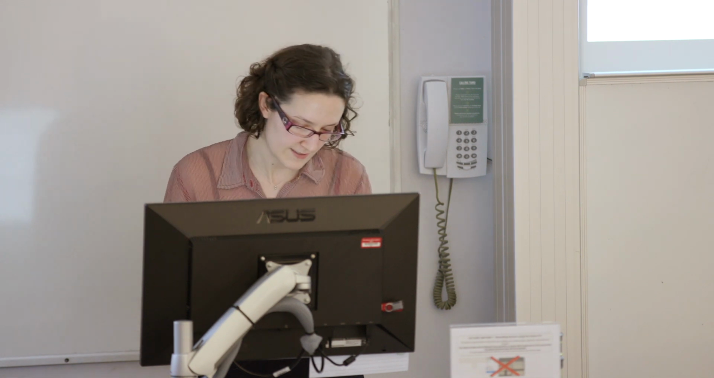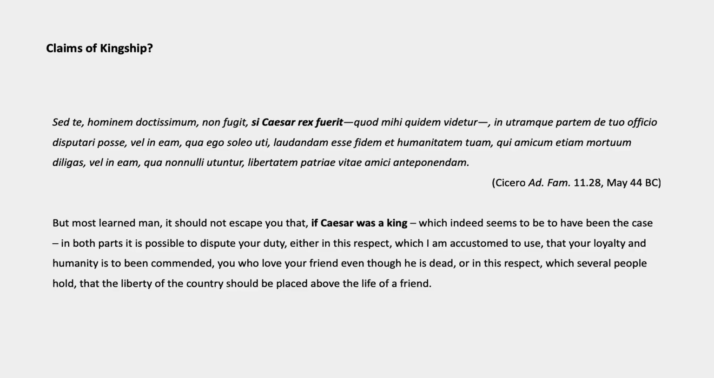They rather took up the slogan of libertas, of liberty against the tyrant, as Caesar seems to have been conceptualized by his peers. Cicero, at least after the event, in this letter, which is actually written to a personal friend of Caesar, states that his death was justified. If Caesar was a king, si Caesar rex fuit, which indeed seems to me to have been the case, quod mihi quidem videntur. Cicero believes that Caesar really was a king, and therefore his fate was justified.